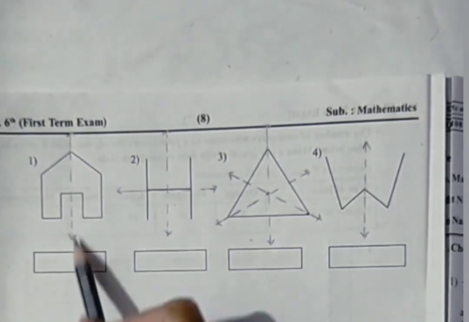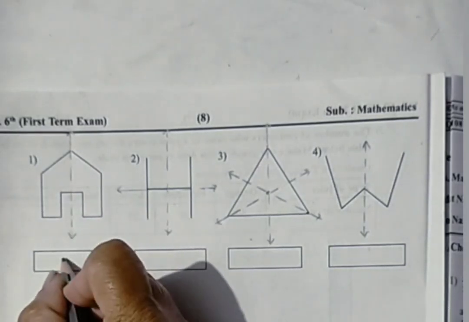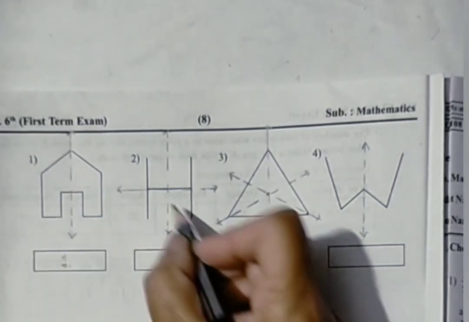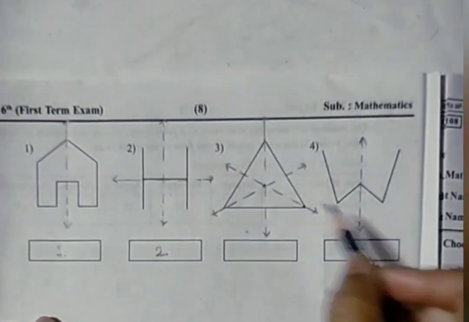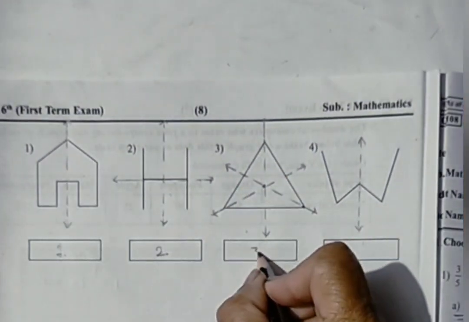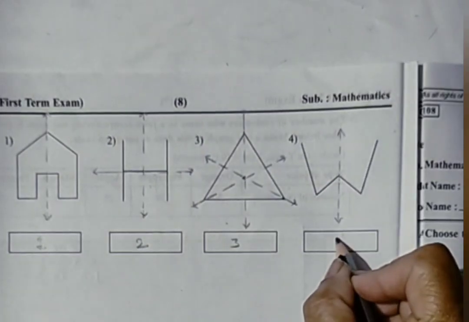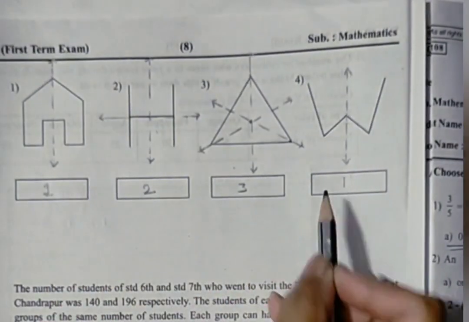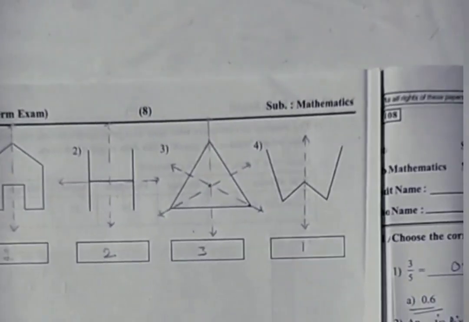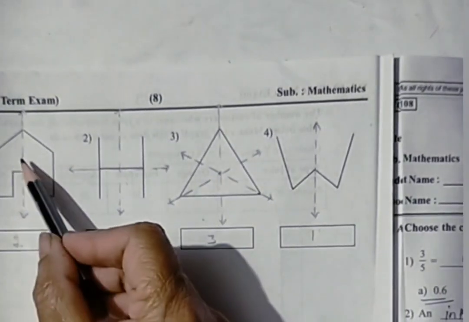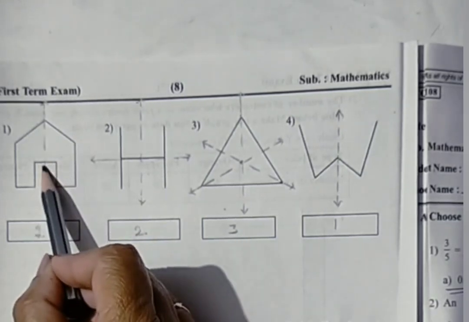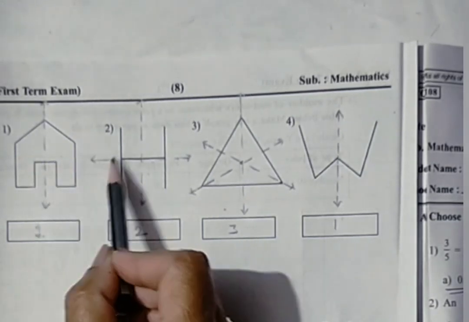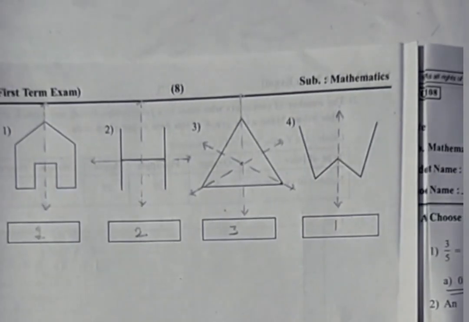Here the number of axes is 1, number of axes 2, horizontal and vertical. Here is the 3 and here is the 1. Write down the number of axes here. Any figure, only remember: the symmetry axis divides this figure into two equal parts.